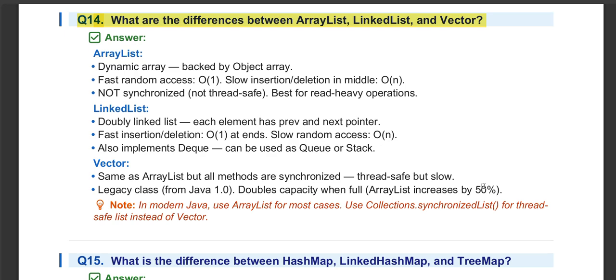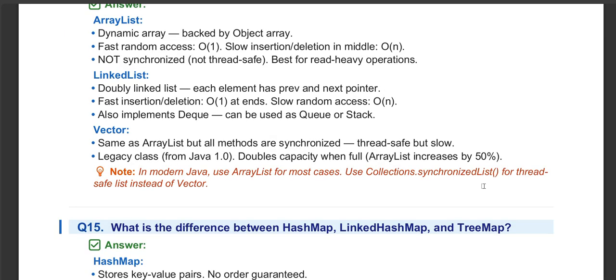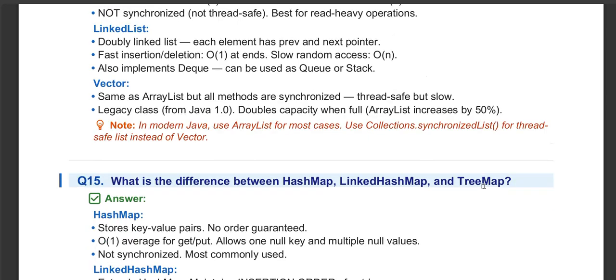Linked list. It uses a doubly linked list to store the elements. Each element has previous and next pointers. Fast insertion and deletion, but slow access. It also implements Deque, which can be used as a stack, instead of Vector, but Vector is deprecated before Java 8.